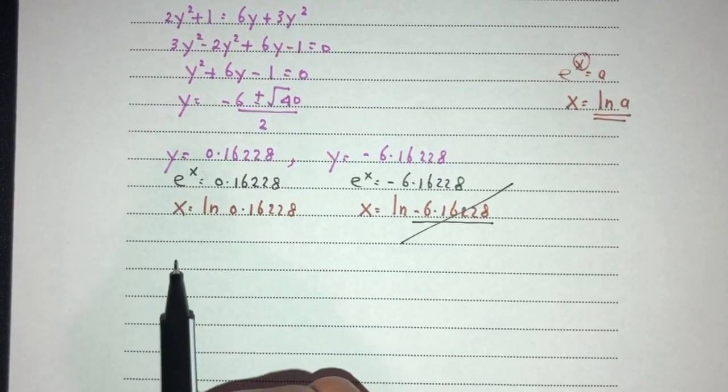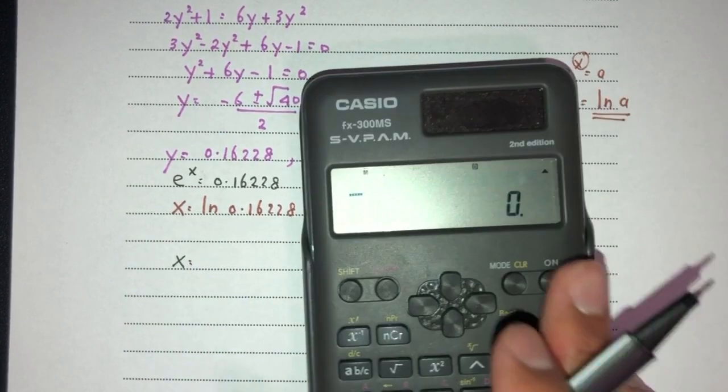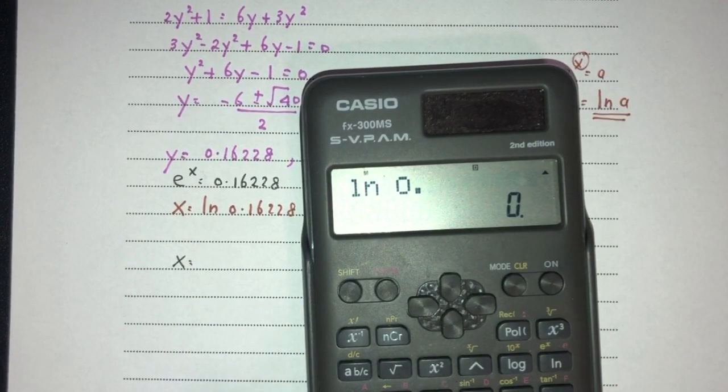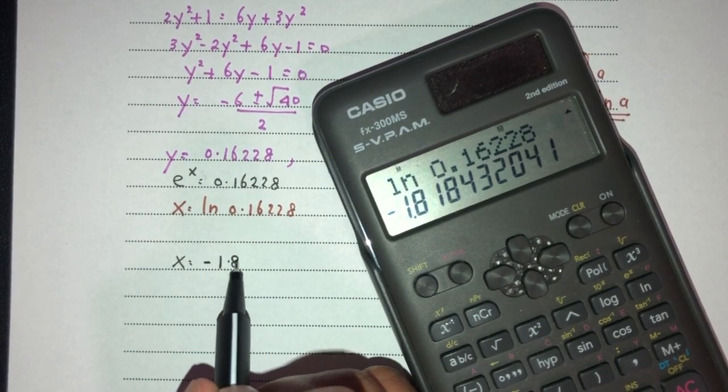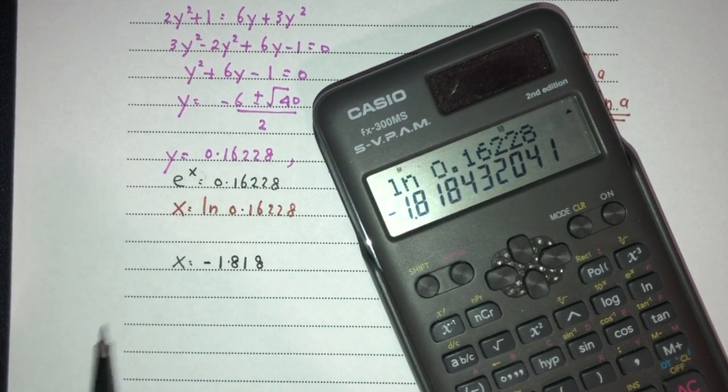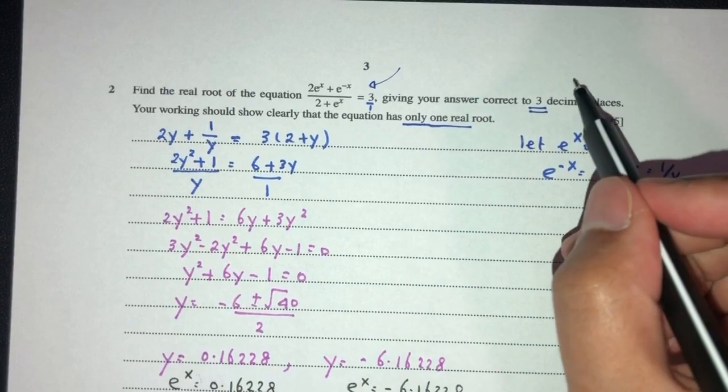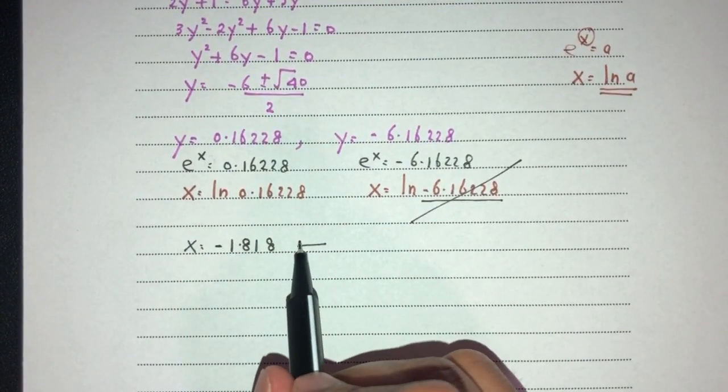So finally, x can only be the value over here, which is ln of 0.16228. Minus 1.818, correct to 3 decimal places, right? 3 decimal places as required for question number 2 for your value of x. Only one answer in the end.